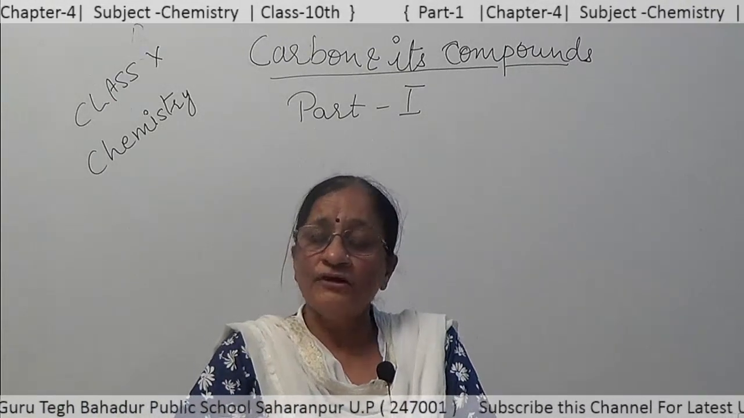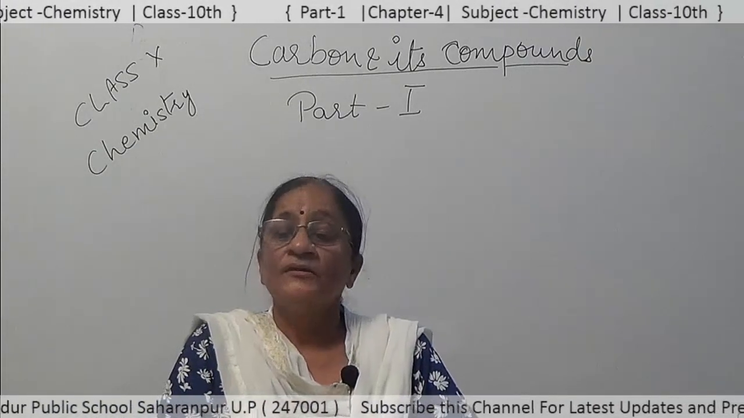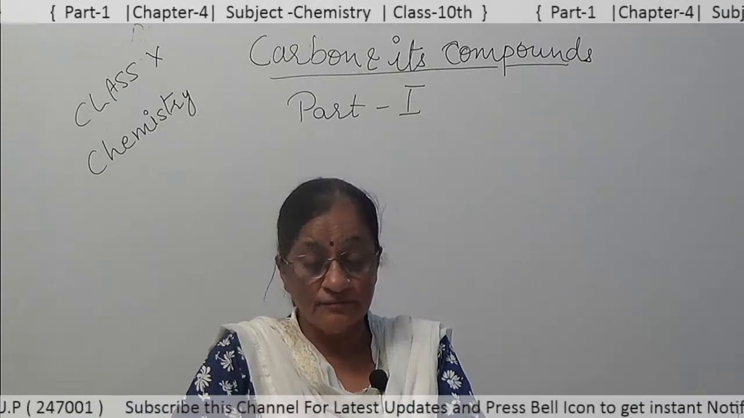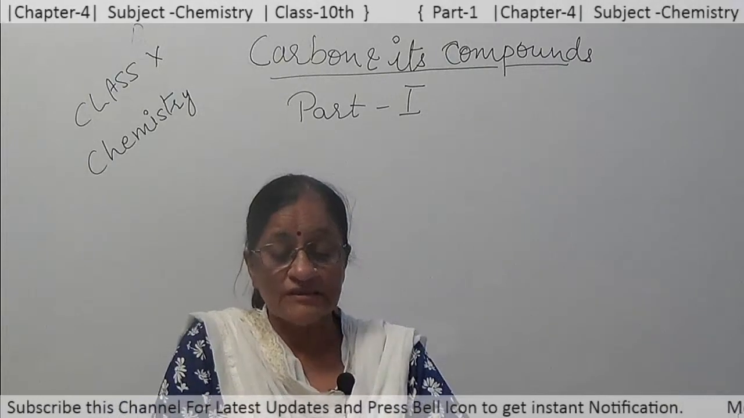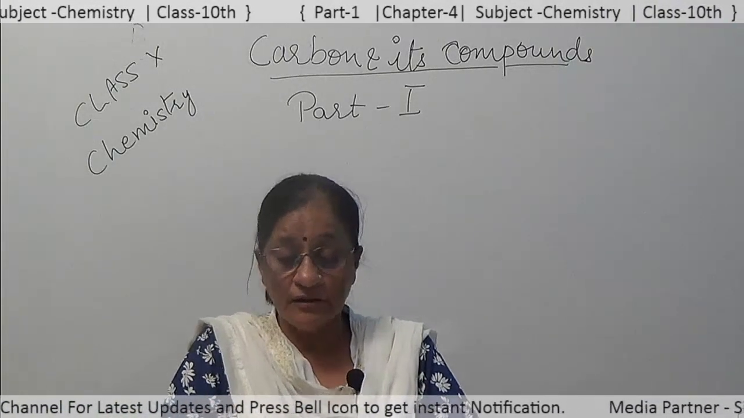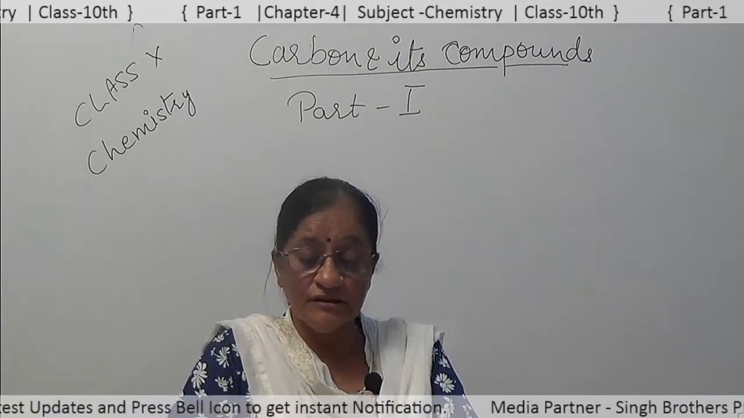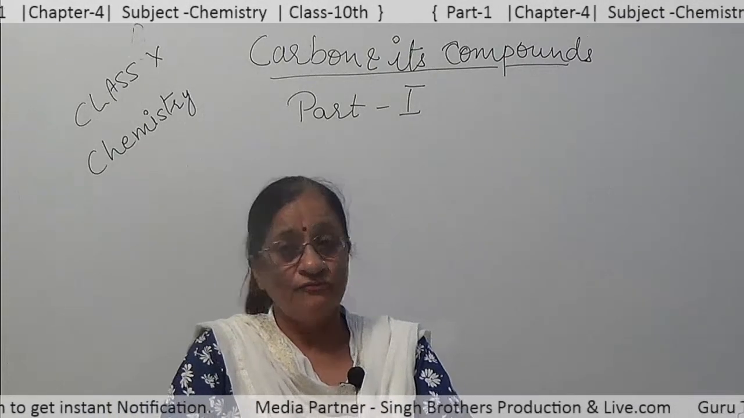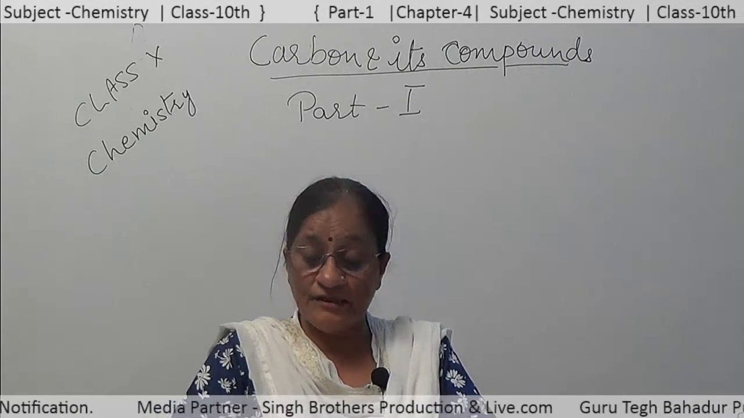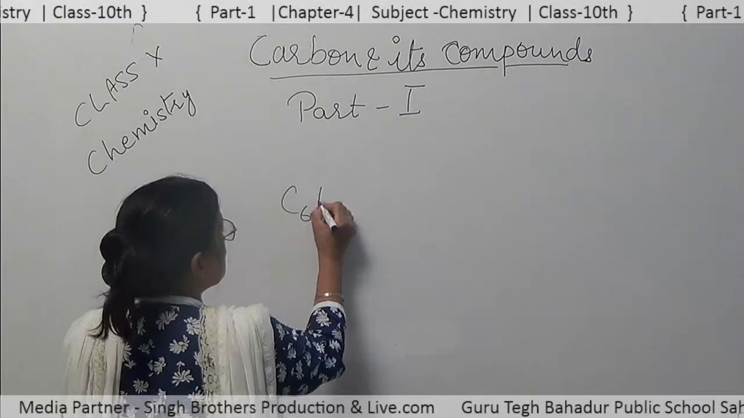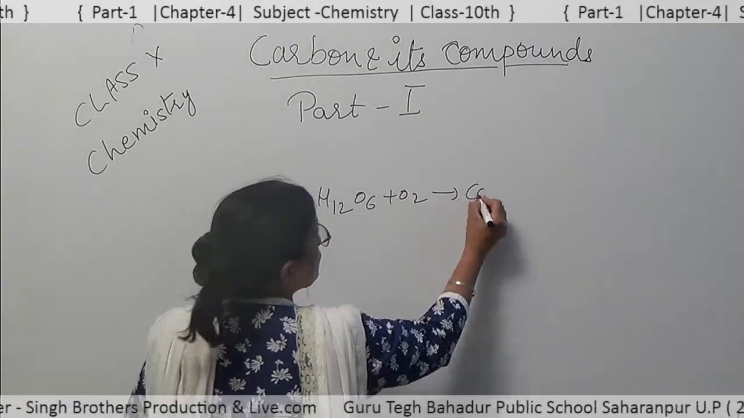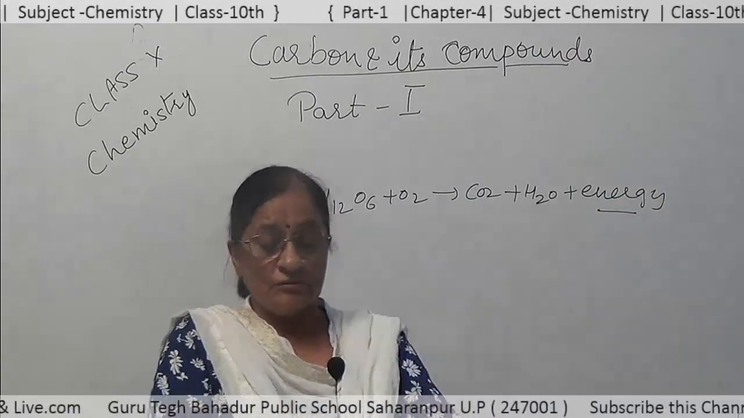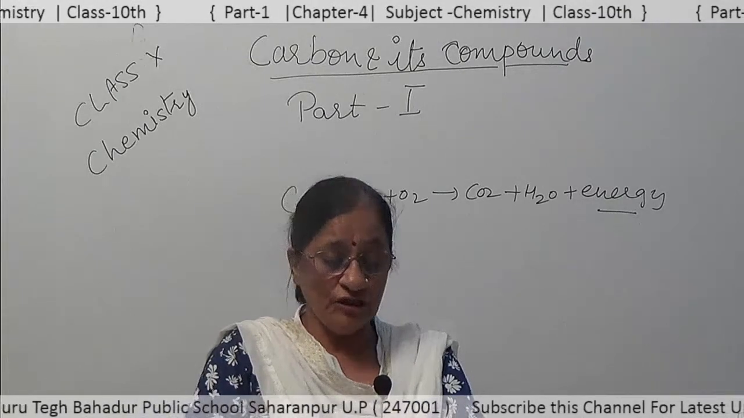When the food we take is digested in our bodies, it changes into glucose and some other materials. In our metabolic process, glucose combines with oxygen of air to produce CO2, water and energy, and the CO2 produced in the metabolic process, we breathe out. The reaction is C6H12O6 plus O2 forms CO2 plus H2O plus a lot of energy. This energy makes us able to do the work or activity that we do daily.